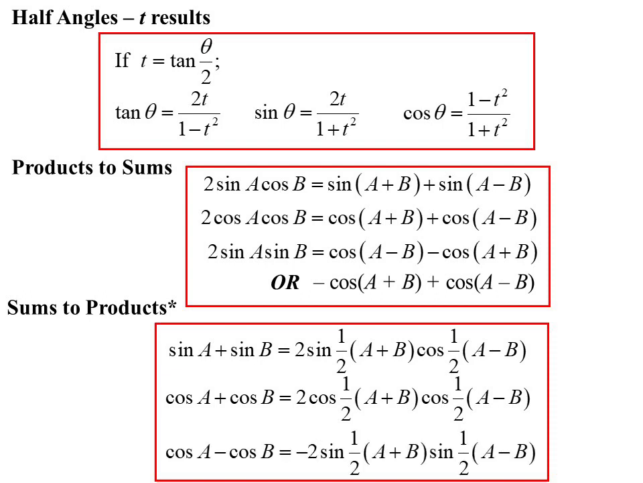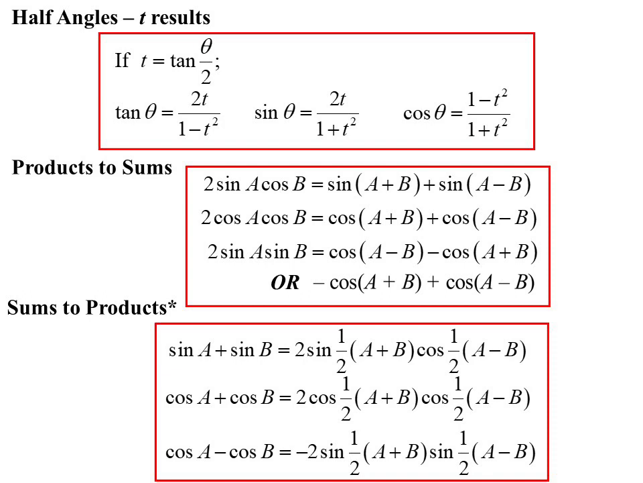Cos minus cos, again the negative here makes it a bit different. So because it's a bit different, this ends up being a bit different. Instead of starting with 2, it starts with minus 2. Instead of starting with cos, we'll start with sine. And again, because it's a bit different, we won't finish with cos, we'll finish with sine. So we get minus 2 sine half sum, sine half diff.